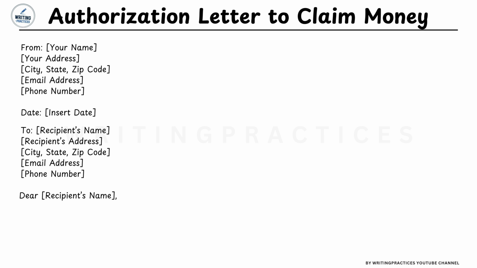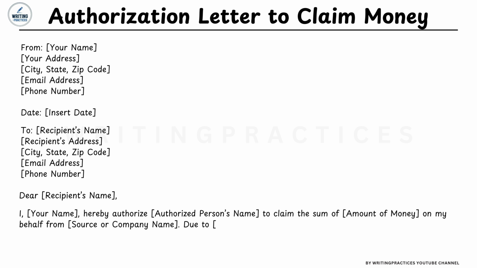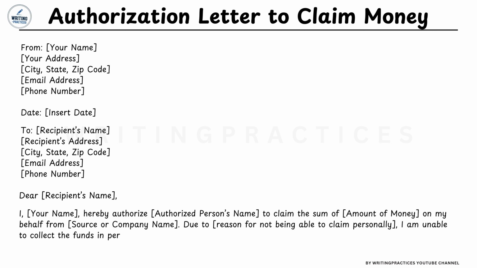Alright, now it's time to jump into the main part of the letter, the authorization itself. In this paragraph, you'll state that you are authorizing someone to claim the money on your behalf. You can say something like, "I, [your name], hereby authorize [authorized person's name] to claim the sum of [amount of money] on my behalf from [source or company name]. Due to [reason for not being able to claim personally], I am unable to collect the funds in person." Make sure to fill in the brackets with the appropriate names, amounts, and your reason for needing the help.